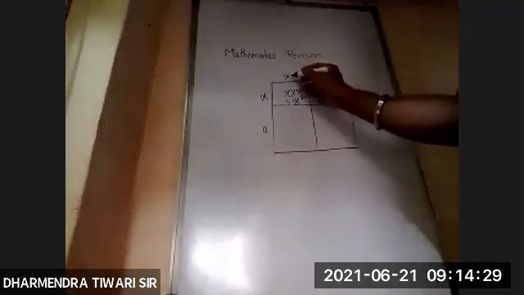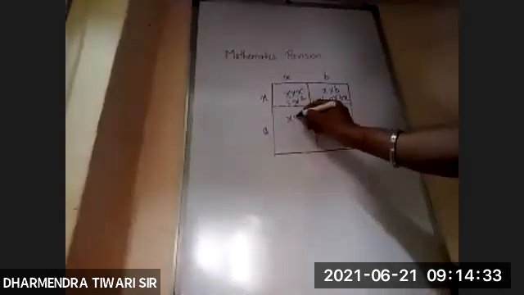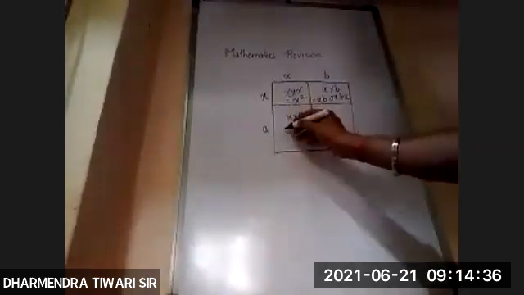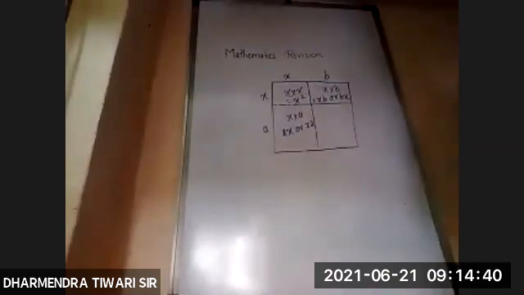Here we are having x and here we are having a. So x when multiplied to a or a when multiplied to x gives me ax or xa. Both are same.